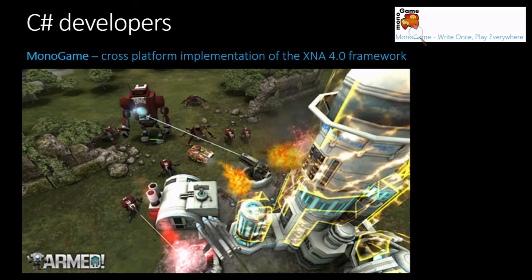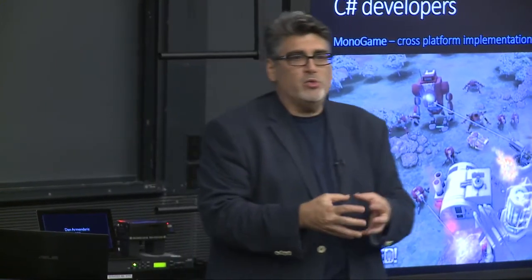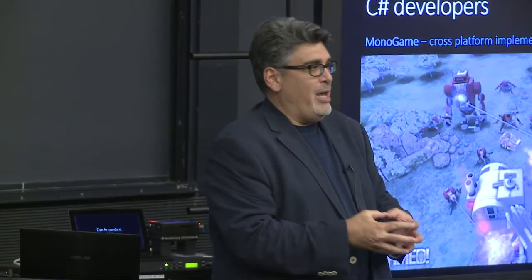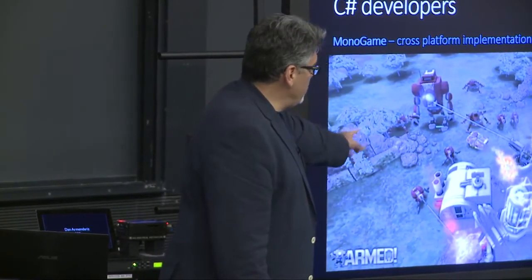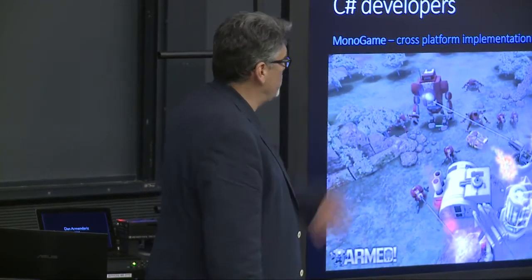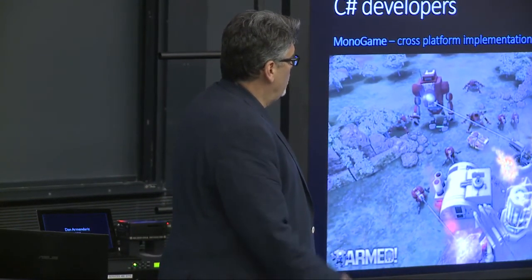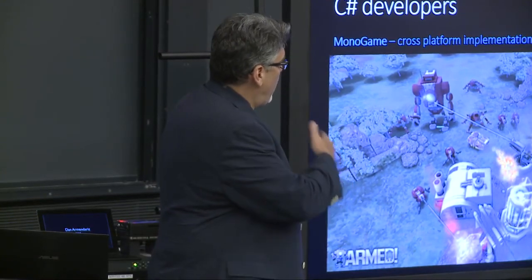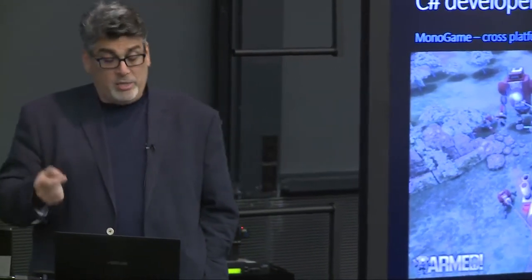MonoGame is a cross-platform implementation of Microsoft's XNA framework. So if you're familiar with building games for Xbox or for Windows or Windows Phone, the framework was called XNA. The cross-platform version of that is MonoGame. And there are games like Armed that are in the Windows 8 store that are built on MonoGame. I built one myself and put it in the store. It works incredibly well. It's a very straightforward way of doing game development, and it supports Android and iOS and Xbox and Windows and you name it.